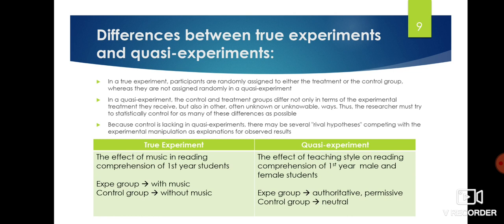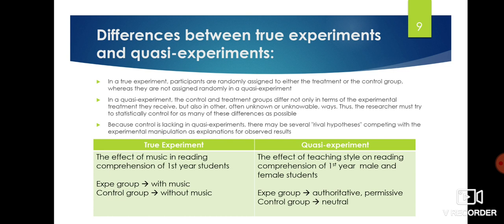How about the differences between true experiment and quasi-experiment? In a true experiment, participants are randomly assigned to either the treatment or the control group, whereas they are not assigned randomly in quasi-experiment. Eto, klaseng sinasabi ko sa inyo kanina na in true experiment, you could actually manipulate the independent variable by assigning them whether eto ba ay mapupunta in XP group na makikinig ng music or eto ba ay mapupunta sa control group na walang music na maririnig.